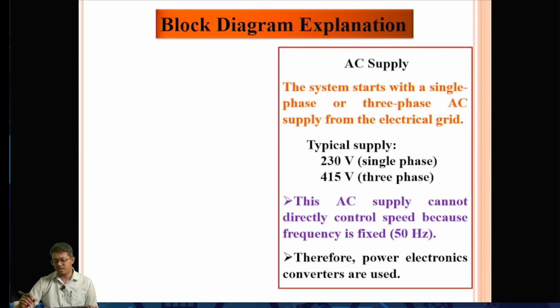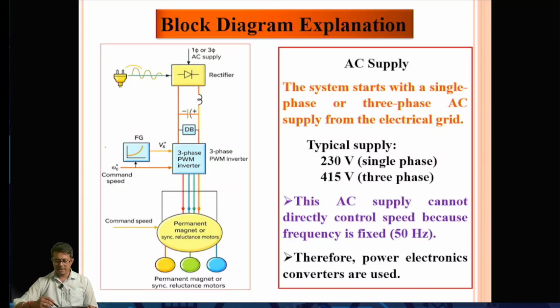Now let's understand the open loop block diagram of the synchronous motor drive. This is the open loop diagram of a synchronous motor drive, where different components are connected, like the three-phase AC supply. We know that there is single phase or three-phase supply, which may be 230 volt or 415 volt. In the case of single phase and three phase, the line to neutral voltage is 230 volt and the line voltage is 415 volt.